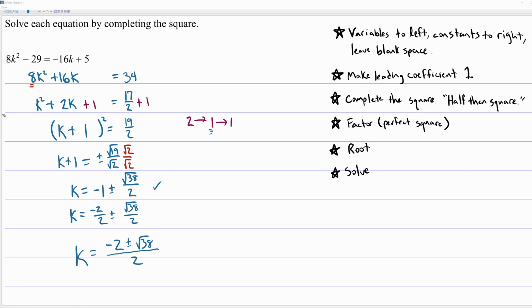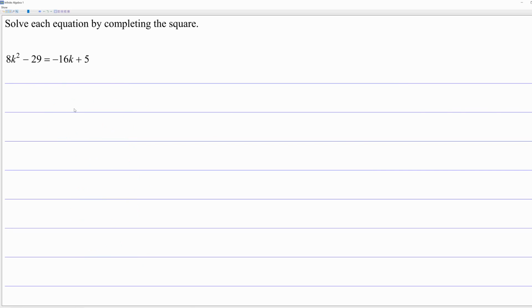I want to do one more example though, and this time I am going to clear the entire screen. Pause the video and write the steps down if you need to, especially if you're learning this for the first time. So one more example. Looks simple. Let's see what happens. So the first step is our preliminary work.